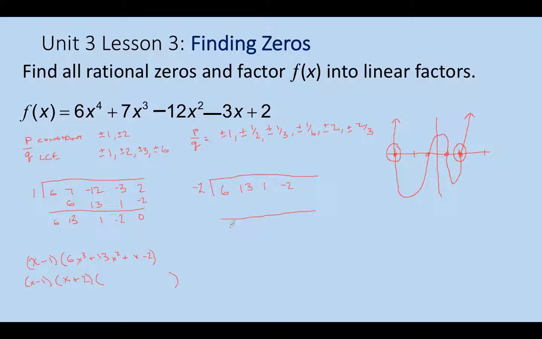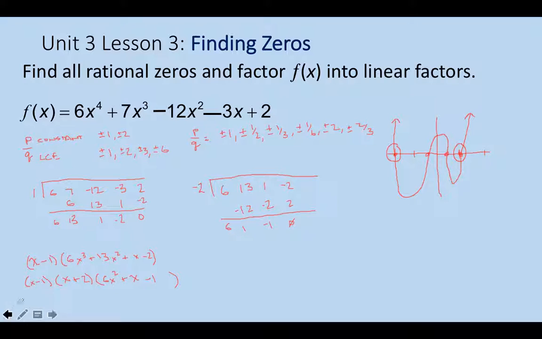So let's see here. Bring down the 6. Now I've got negative 12, which will give me 1. Negative 2 times 1 is negative 2. 1 minus 2 is negative 1. So I get positive 2, which of course gives me 0. But now what I have left is 6x squared plus x minus 1. And now I'm getting closer to something that I could actually factor.